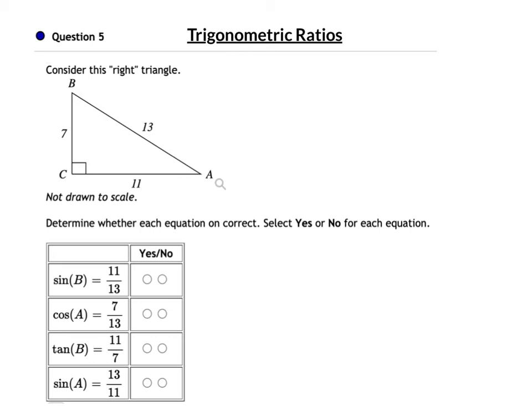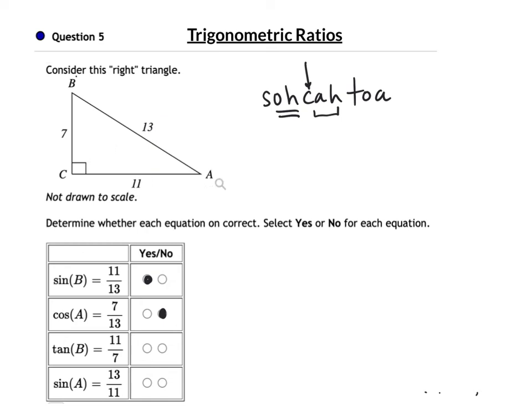Question 5. Consider this right triangle. Determine whether each equation is correct. So we go through each one. The sine of B, SOHCAHTOA. So we're looking at B as our point of reference. Sine is opposite over hypotenuse. Opposite, which is 11, over hypotenuse, which is 13. Hey, that looks good. Yes. Cosine of A. Our point of reference is A. Cosine is adjacent over hypotenuse. Adjacent, next to, is 11. Hypotenuse is 13. Uh-oh, they got the wrong one there. It's no.